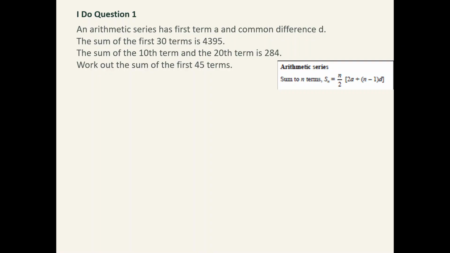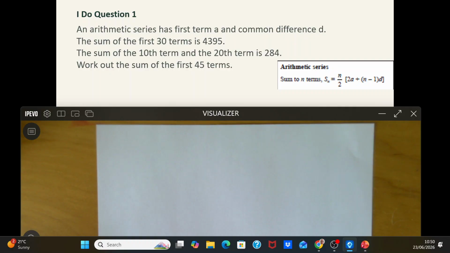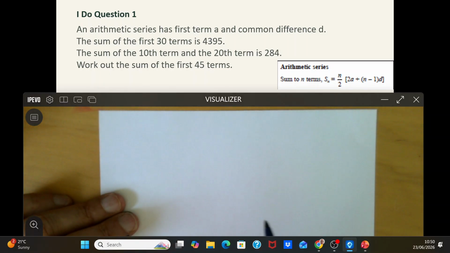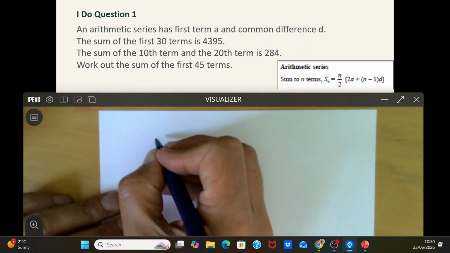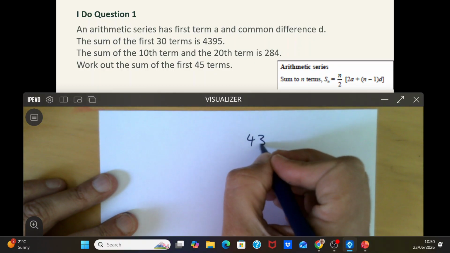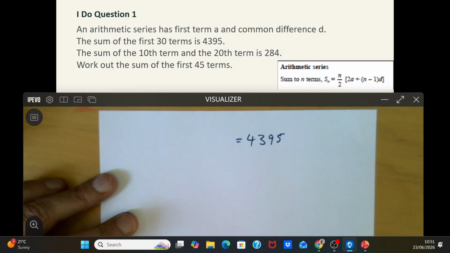Right, so here is the question. Let's just get my visualizer so you can see it. Let's move it slightly higher, so you should be reading that. As soon as you're reading it, you're going, it's an arithmetic sequence, so you're going to turn to it. And you are told that the sum of the series is 4395. So that's what all of the terms add up to, of the first 30.